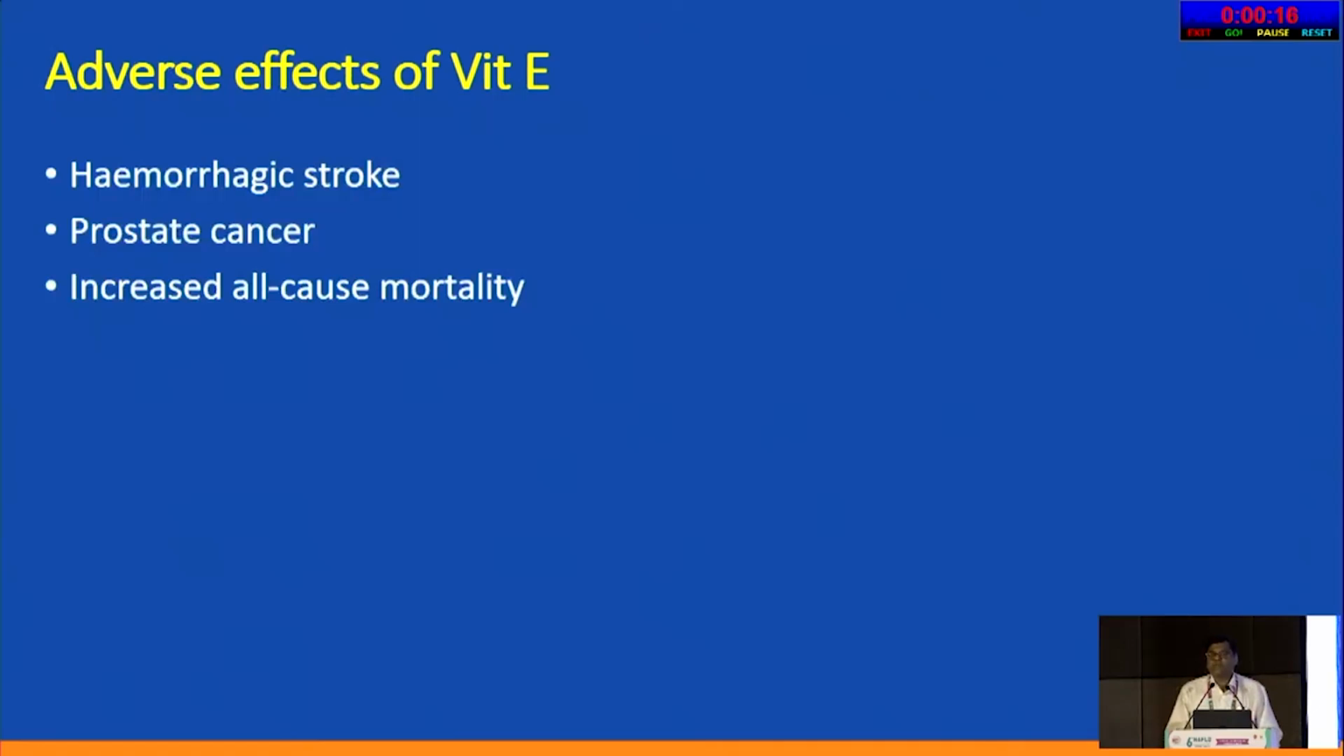Just to complete my talk, I have enumerated the well-known side effects. So before prescribing vitamin E, we should know the side effects.